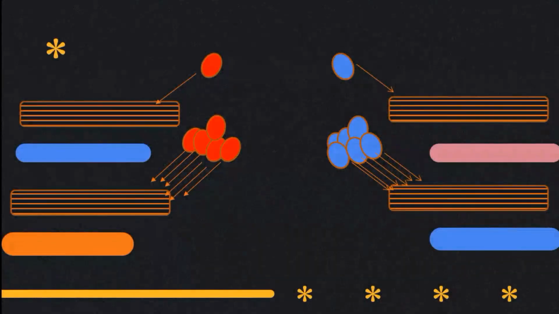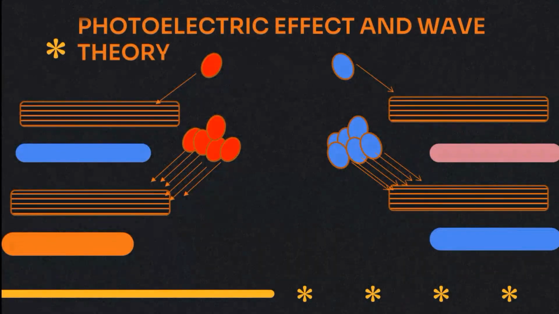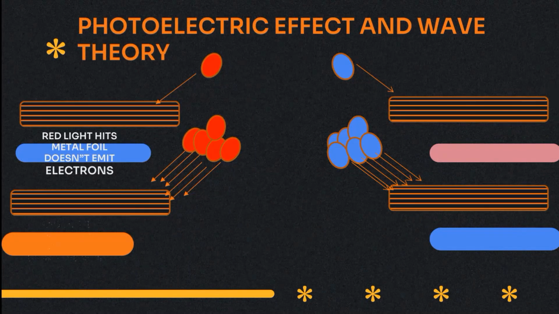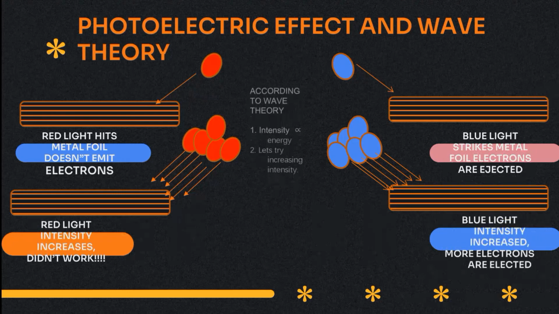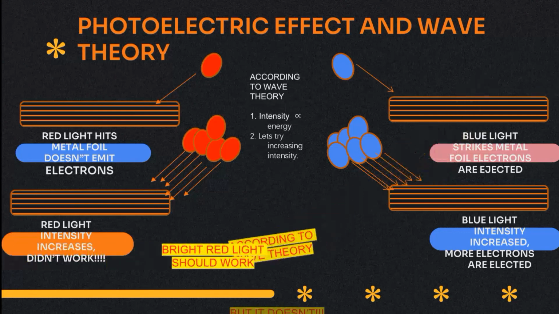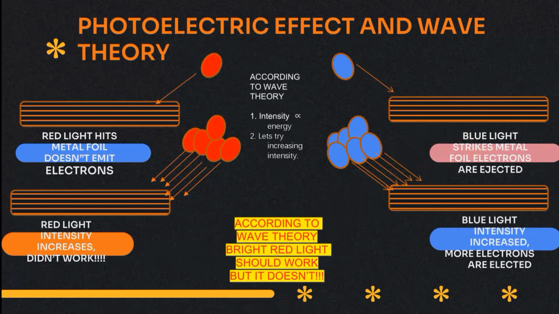Here, through a small experimental setup, we can observe that classical wave theory could not explain the main features of the photoelectric effect. Even by increasing the intensity of the red light falling on the surface of the metal, it did not emit any electron.